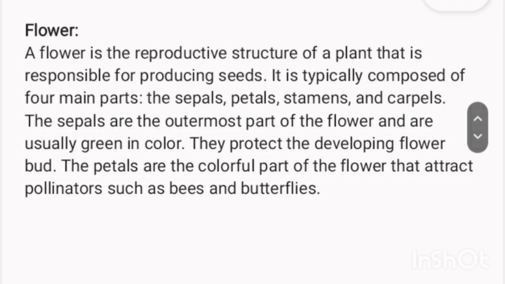Flower. A flower is the reproductive structure of a plant that is responsible for producing seeds. It is typically composed of 4 main parts: the sepals, petals, stamens, and carpels. The sepals are the outermost part of the flower and are usually green in color. They protect the developing flower bud. The petals are the colorful part of the flower that attract pollinators such as bees and butterflies.